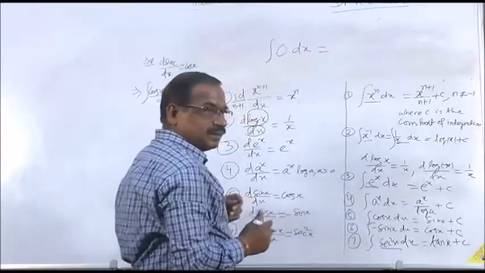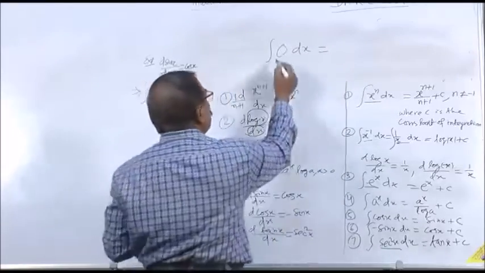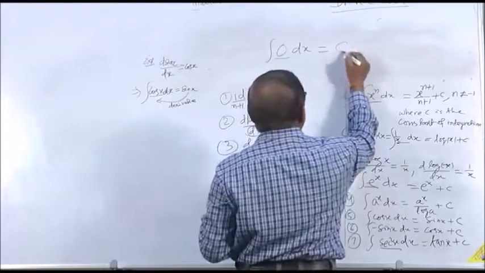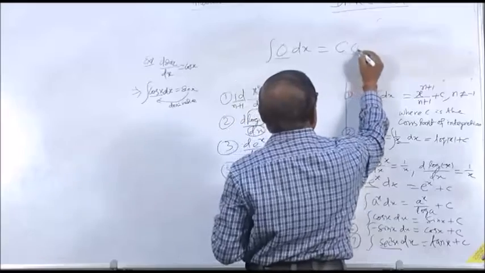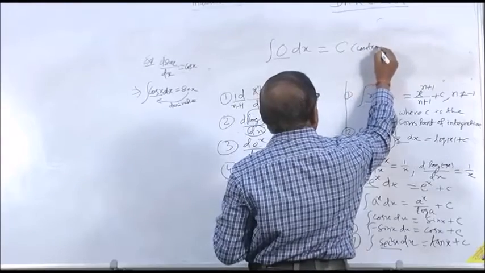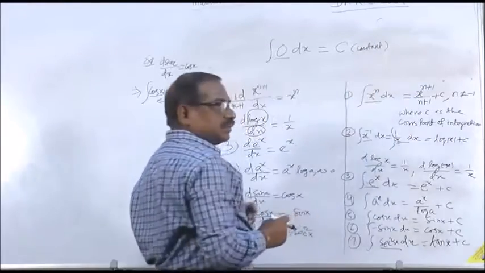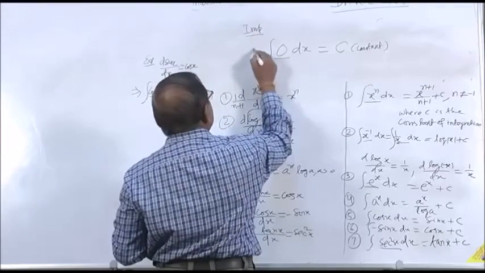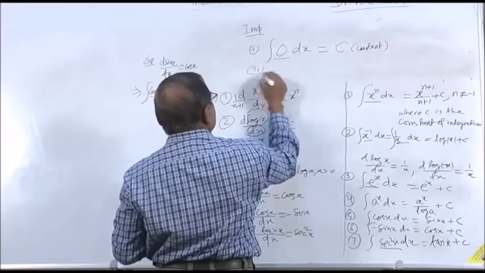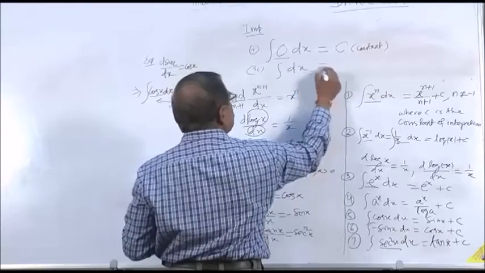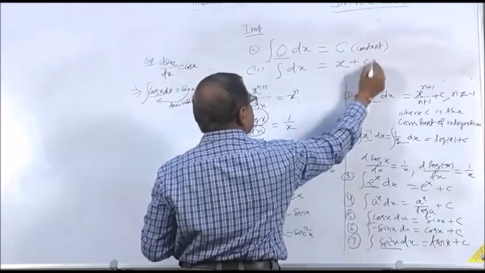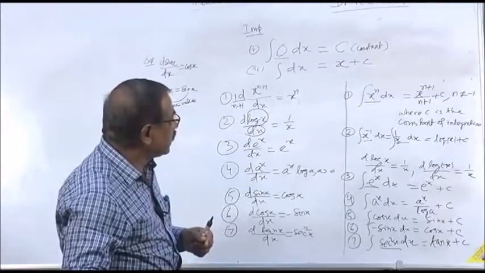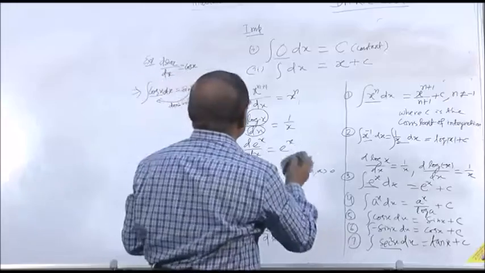Now I will write one thing. What will be this? You see, 0. Whose derivative is this? This is a constant. So this is c. This is the most important one. Yes, another one, simply integration dx is x plus c. Why is c added, and why is c called the constant of integration?